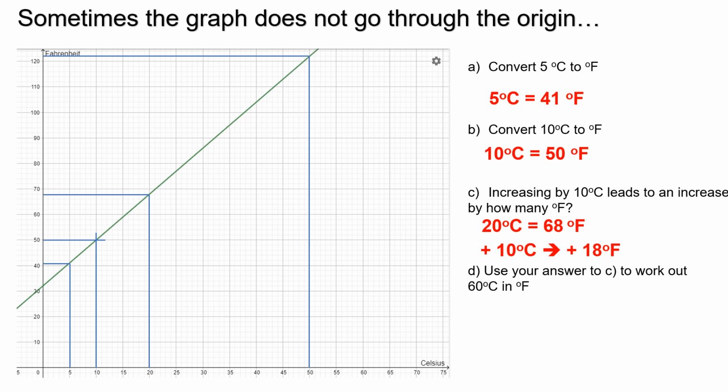Finally, we want to work out 60 degrees Celsius in Fahrenheit. To do this, I'm going to work out 50 degrees C in Fahrenheit, and then using question C, I'm going to add 18 degrees Fahrenheit on to that answer. We know from the graph that 50 degrees Celsius is 122 degrees Fahrenheit. And then if we increase by 10 degrees C, we know from question C we increase by 18 degrees Fahrenheit. So I'm going to say that 60 degrees C needs to be 122 plus 18 degrees Fahrenheit, which is 140 degrees Fahrenheit.